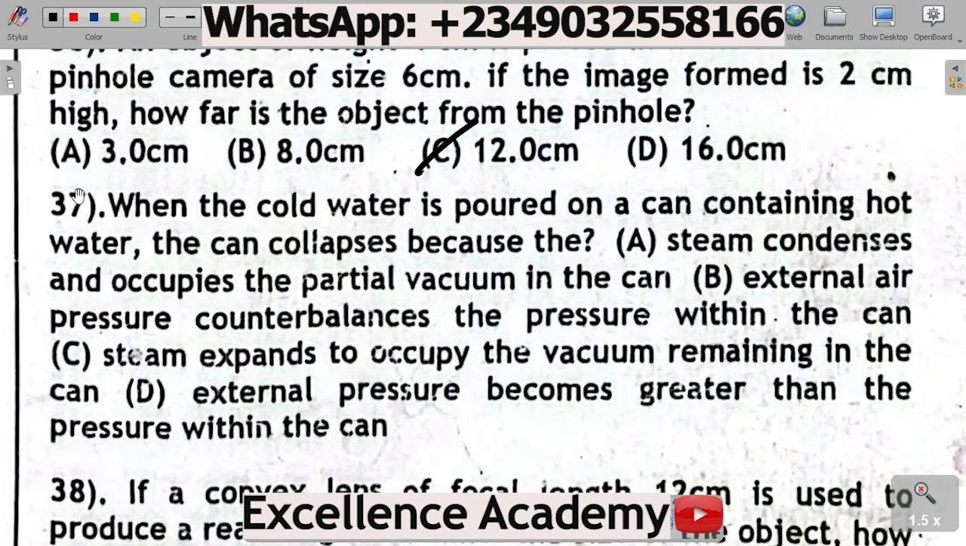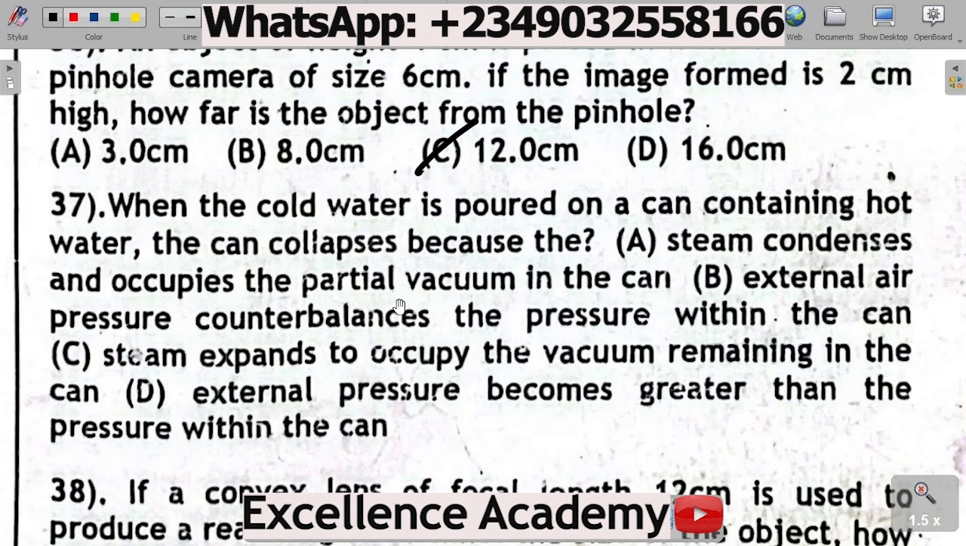All right. Question 37 here. 37 says, when cold water is poured on a can containing hot water, the can collapses because the A, steam condenses and occupies the partial vacuum in the can. B, external air pressure counterbalances the pressure within the can. C, the steam expands to occupy the vacuum remaining in the can. D, the external pressure becomes greater than the pressure within the can. So what is the correct answer to this question?